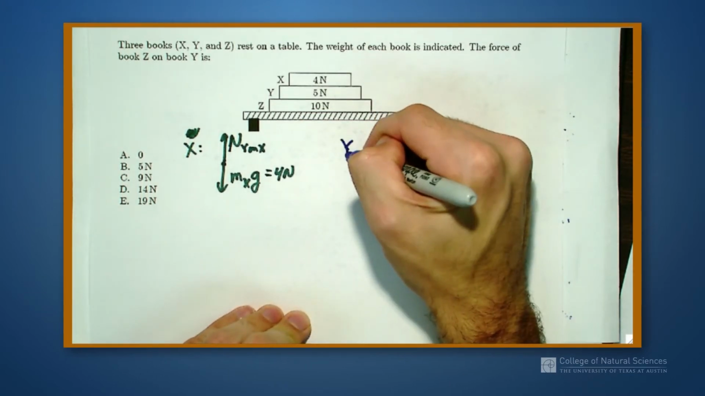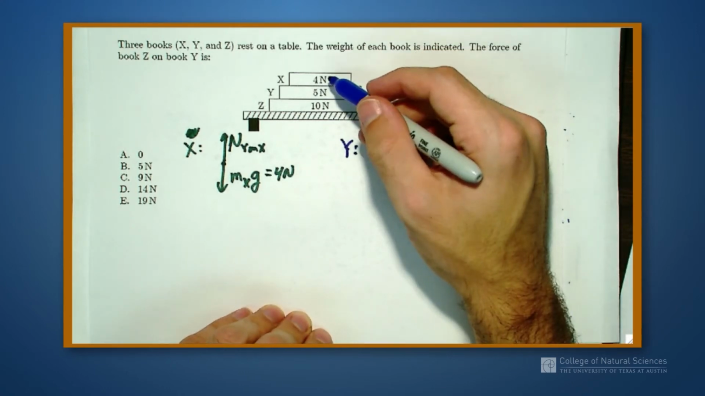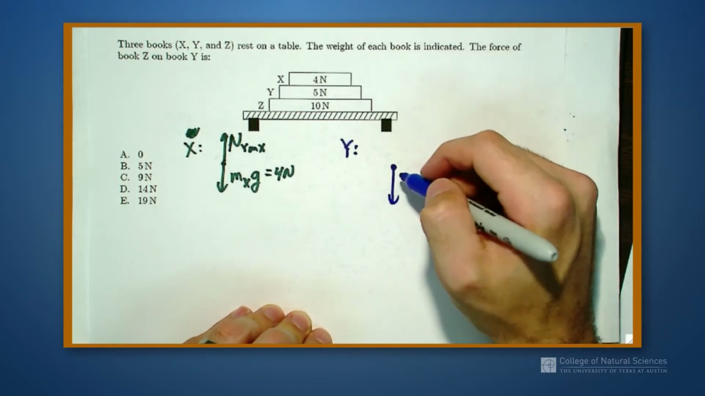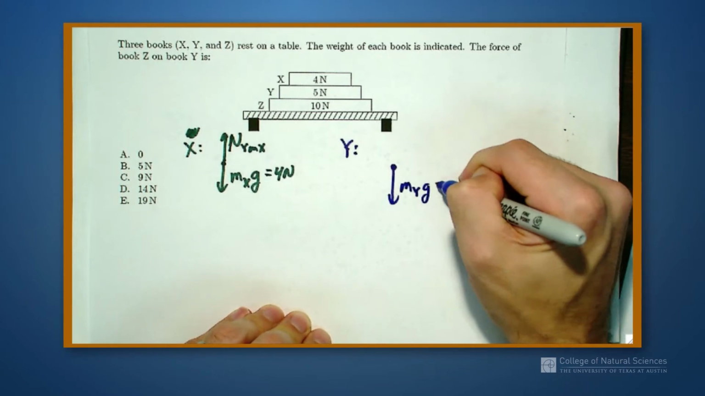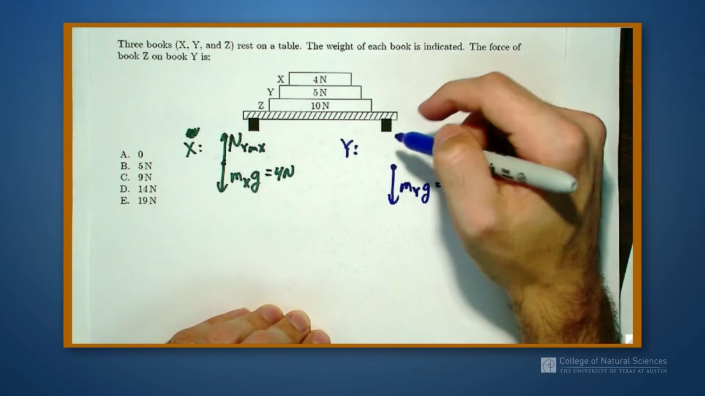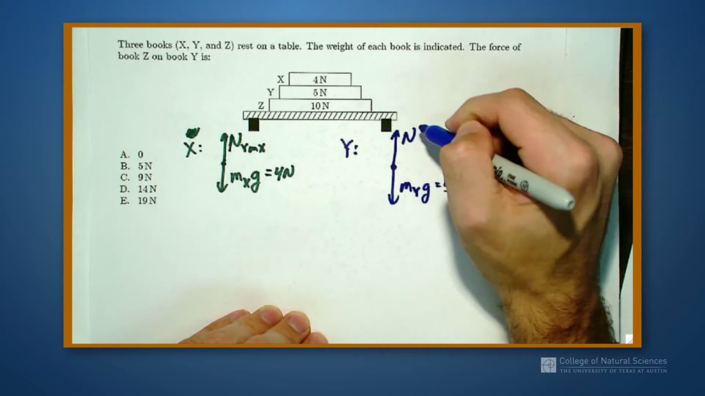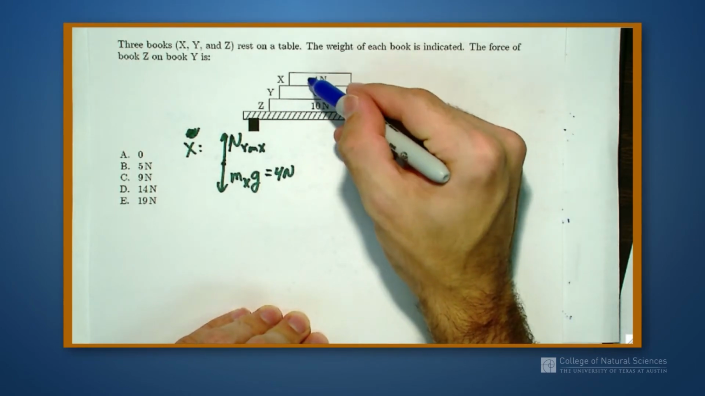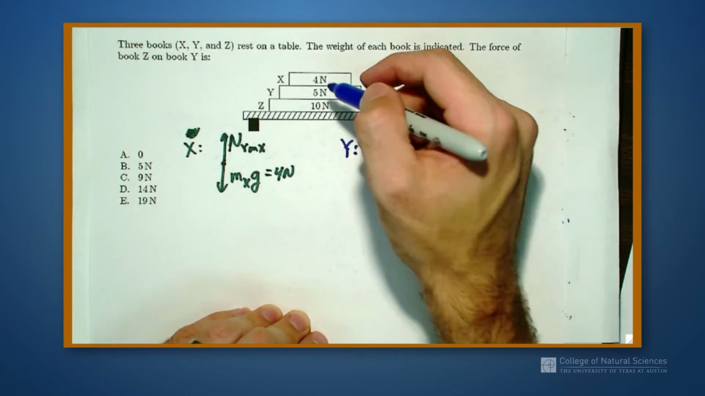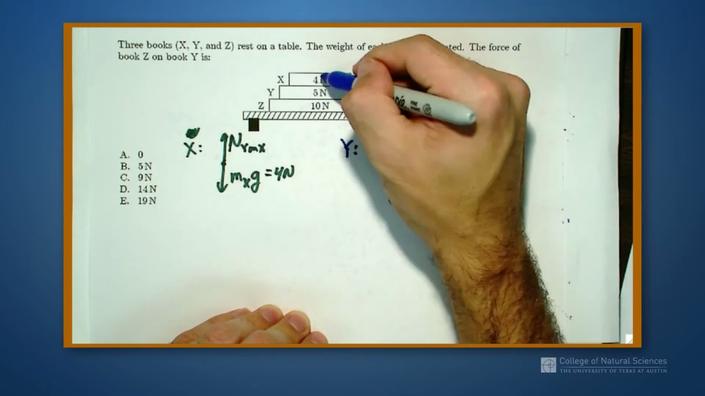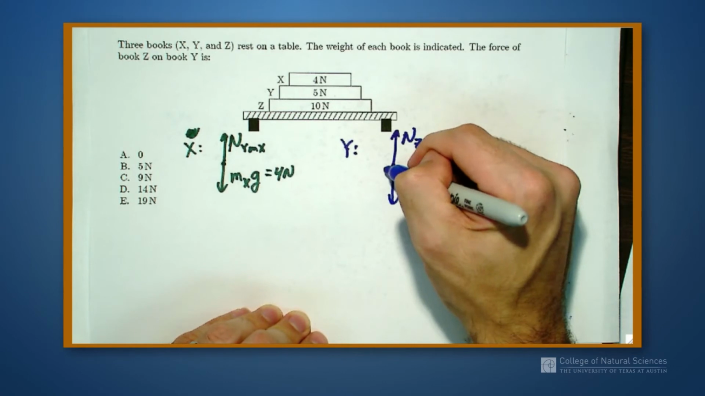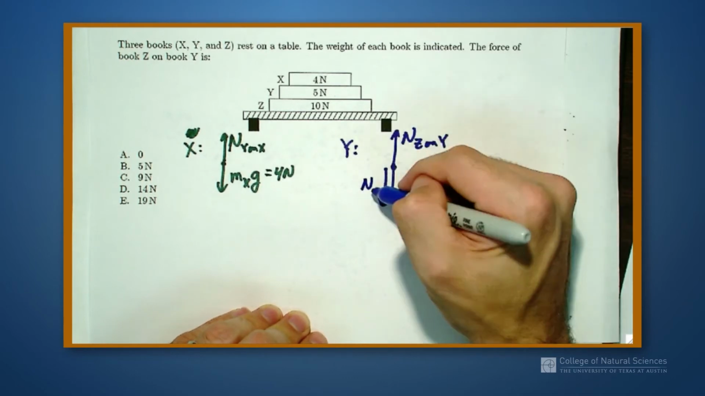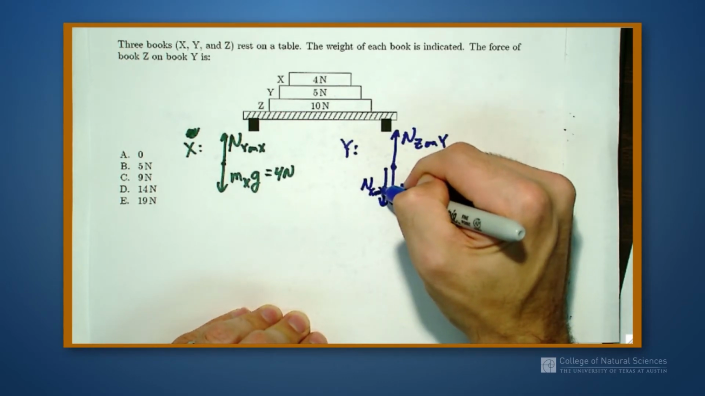On our middle book, on book Y, I will have a couple different forces. I'm going to draw a free body diagram for this. Pretty much like always, we have a weight force, m_y g, which is equal to 5 newtons. But I also know that book Z is pushing up on us, so Z on Y. I also know that book X is pushing down on Y. If we put a scale here, we know that book X is sitting on top of book Y, so there's also an additional downward force. It's a normal force of X on Y.